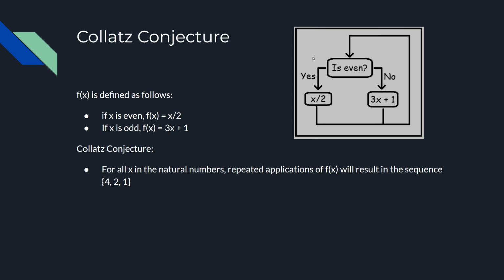You can see here that if we put in 4, we get this branch, so we divide it by 2 because 4 is even. Then we have 2, which is even, so we divide it by 2. Then we have 1, which is odd, so we multiply it by 3 and add 1, which is 4. So we get back to the start, which is why we get 4, 2, 1, 4, 2, 1.